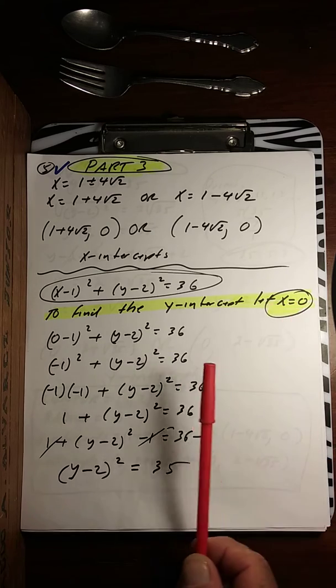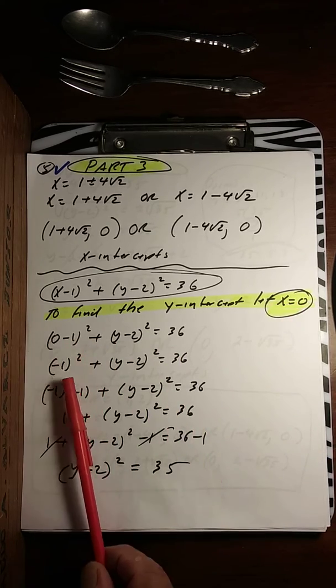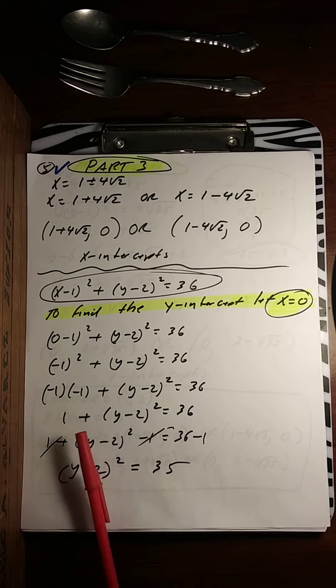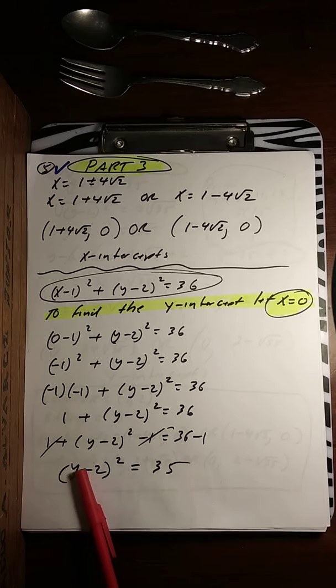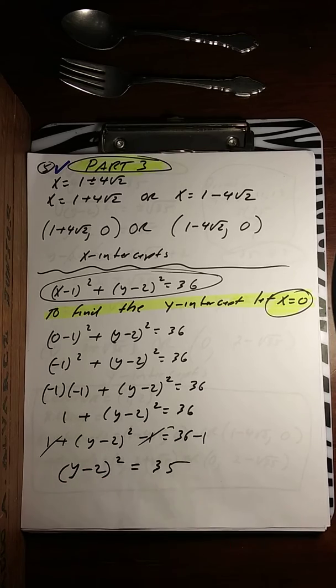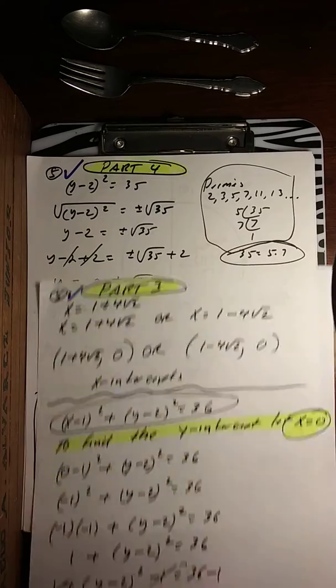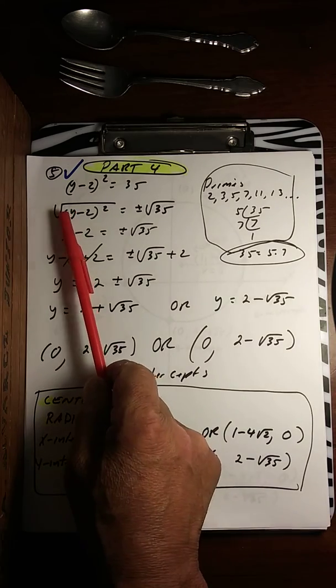So now, put a 0 in here. 0 minus 1 is negative 1. Negative 1 squared is 1. So now we're going to go minus 1 minus 1. So this is y minus 2 squared equals 35. Next step, we're going to take the square root of both sides.